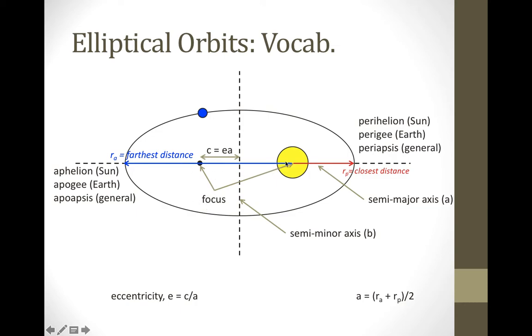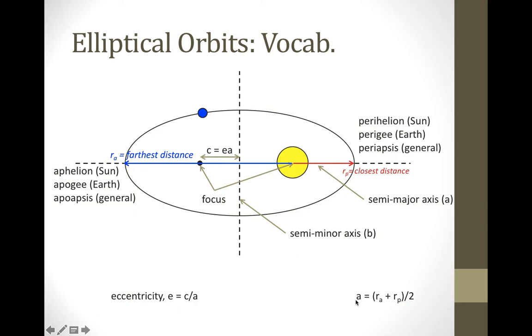Now, if the ellipse is actually an elliptical orbit, we call the closest point the perihelion, if the object is orbiting around the sun, the perigee, if it's orbiting around the Earth, or the periapsis, if it's just in general orbiting around an object. The farthest point is the aphelion, if it's the sun, the apogee, if it's the Earth, and the apoapsis in general. So the farthest point is the one with the A, the closest point is the one with the P.